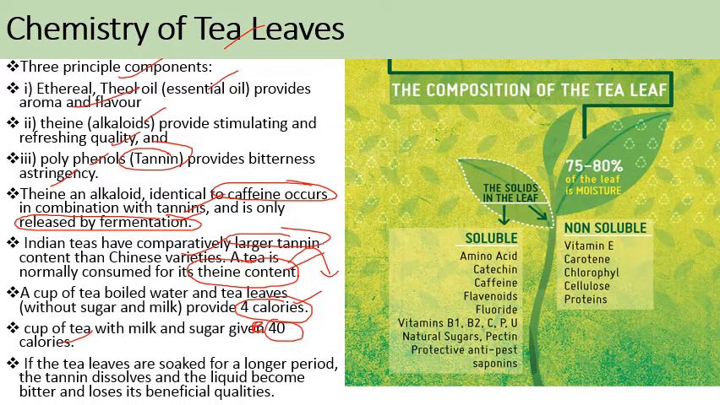So if the tea leaves are soaked for a longer period, the tannin dissolves and the liquid becomes bitter and loses beneficial qualities. So ज़्यादा समय तक हम जो tea leaves हैं उनको soak नहीं करते हैं because they lose their tannin content और ज़्यादा bitterness होती है उस water में and loses beneficial qualities.